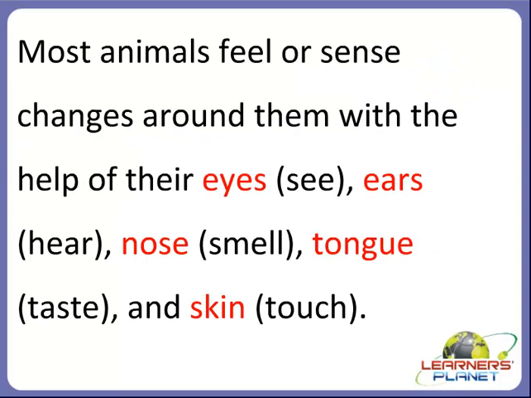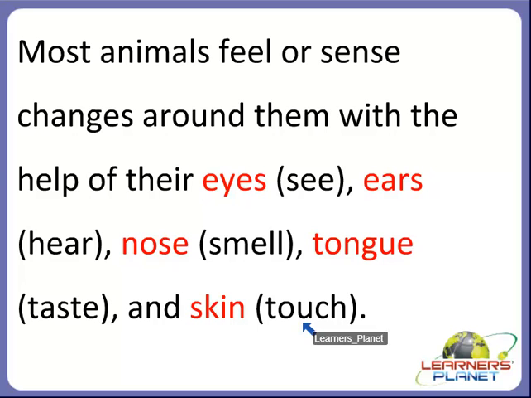So children, most animals sense changes around them with the help of their eyes, with which we can see the world around us, then ears, by which we can hear sound, then nose, through which we can smell, then tongue, by which we can taste the yummy, delicious food, and skin, through which we can feel touch.